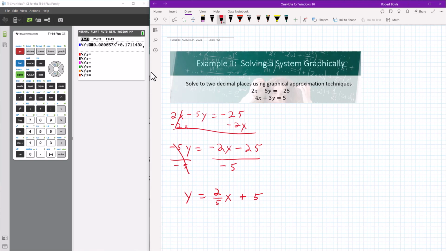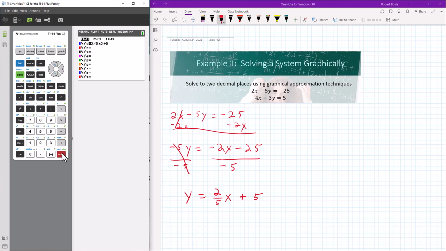Okay, there we go. So for the first one, I need to clear this. And I will have y is equal to 2 divided by 5 times x plus 5. There we go.